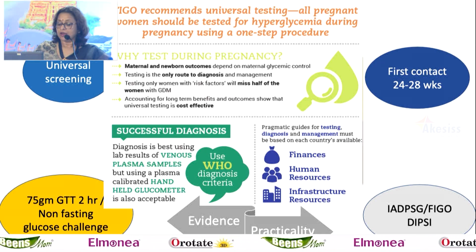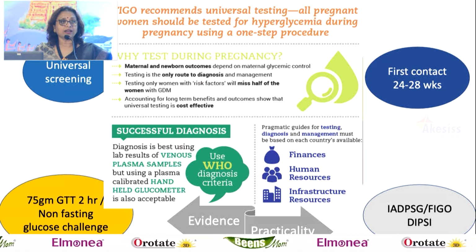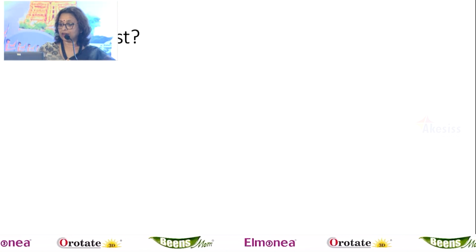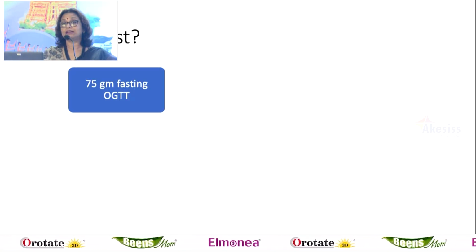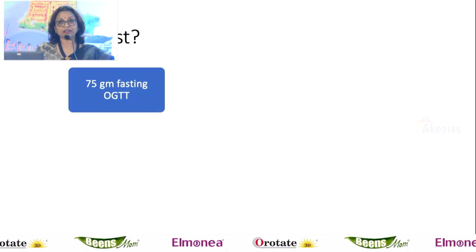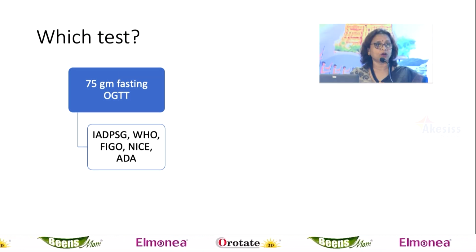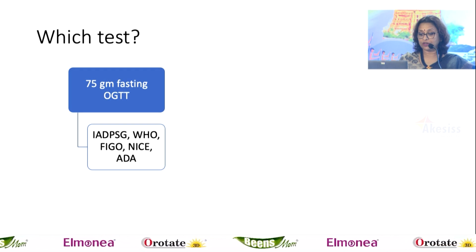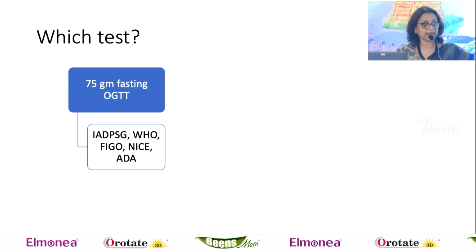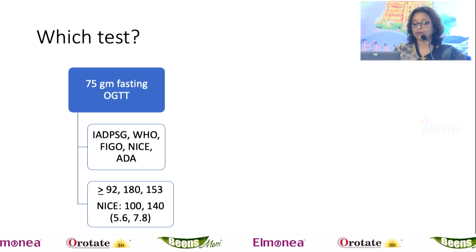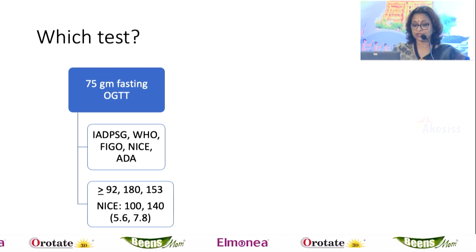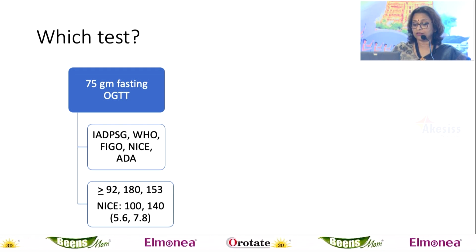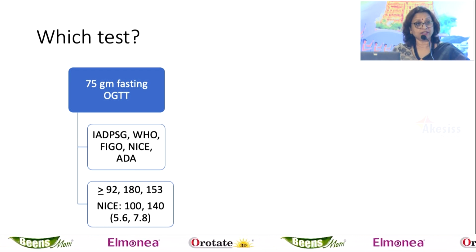The confusion comes because we are trying to balance evidence with practicality, so I just want to focus a little bit on which test. The 75 gram fasting OGTT is what is universally recommended by IADPSG, WHO, FIGO, NICE, and ADA. Of course, the cutoffs that most bodies have used in unison is what came out of the HAPO study, which is 92, 180, and 153.